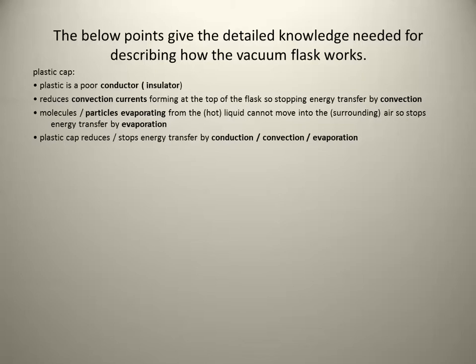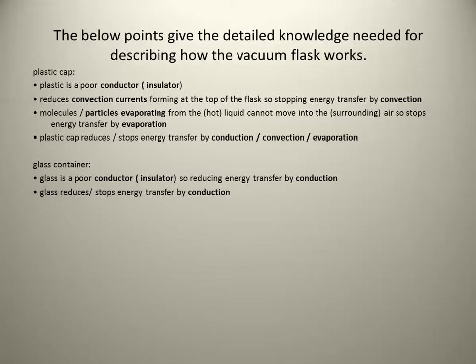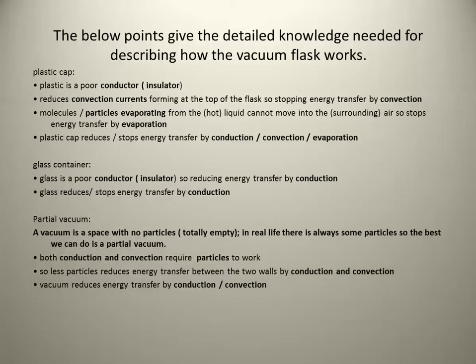Generally speaking, no insulator is perfect, and we should really say reduces convection, reduces conduction, reduces evaporation. They tend to be a little bit flexible on that, and we can get away with the word stop, but if we can try and use the word reduces, it's much better. The glass container. Glass is a poor conductor, so reduces energy transfer by conduction. That's the key point there.